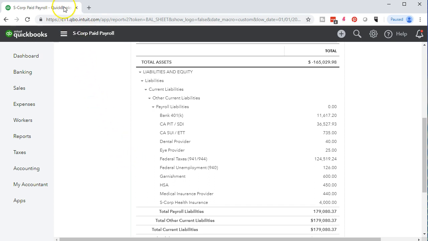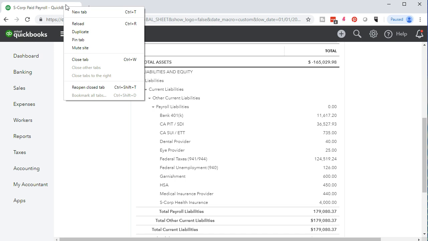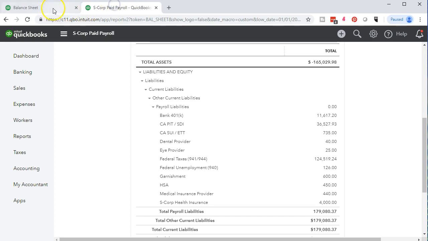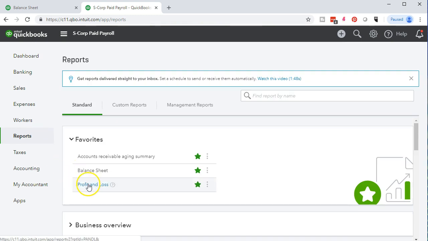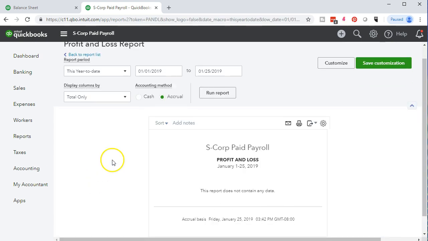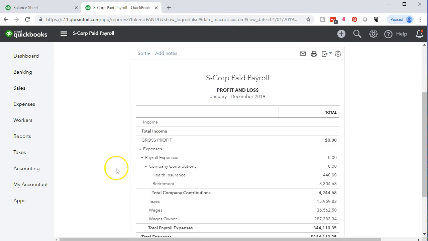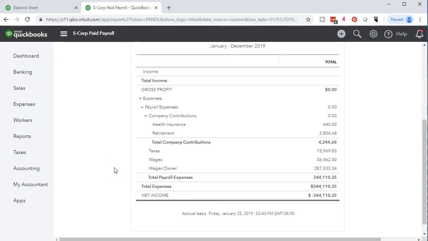I'm going to right click up top and look at the profit and loss by right clicking on the tab and duplicating it. I'm going to pull the tab from the left to the right. So now we have the balance sheet on the left, new tab on the right, where we will go down to the reports on the left and then open up a profit and loss report. So here's our profit and loss. We'll change the dates from 01/01/19 to 12/31/19. Run that report and then scroll down in the profit and loss.